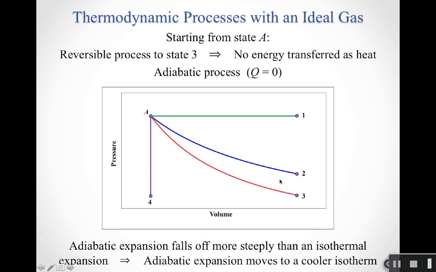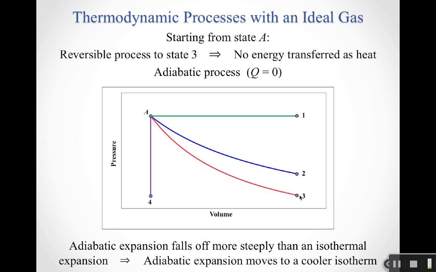So here's my isotherm, that's 2. Here's my adiabat going to 3. So the adiabatic expansion falls off more quickly than the isothermal expansion, which means since I went from starting on this blue isotherm and I've come down, I have to have moved to a cooler isotherm. So my adiabatic expansion moves me to a cooler isotherm.